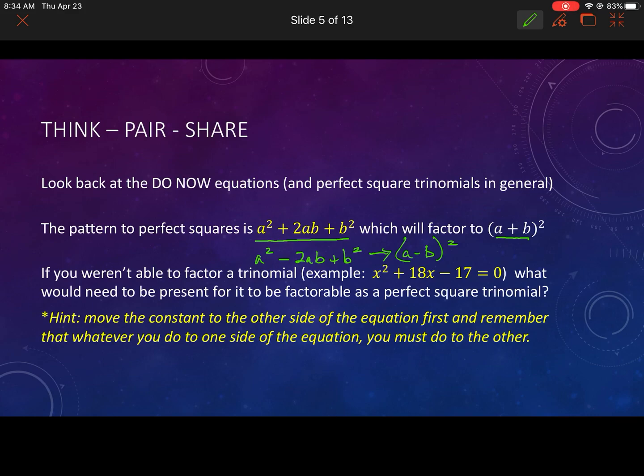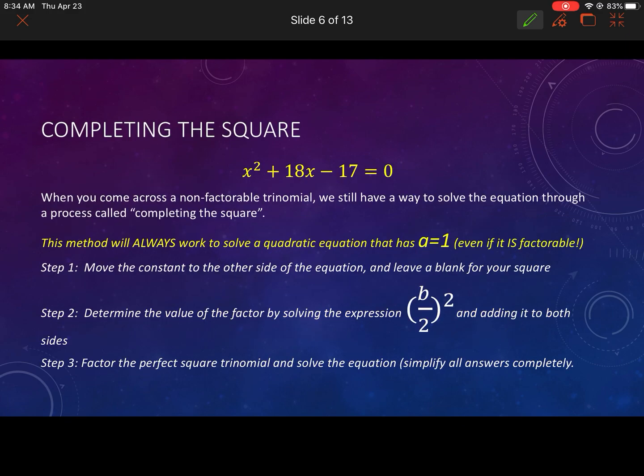All right, so we're going to start by using this example. It carries over onto this next slide. Here are the steps. I'm going to come back to this slide so you'll have a chance to write it down. What we want to focus on here is that this method is always going to work if our a value is 1. Remember, we have a 1 here that we just don't see. And we're going to use this magic little expression, b divided by 2 squared, which is going to give us our perfect square trinomial.